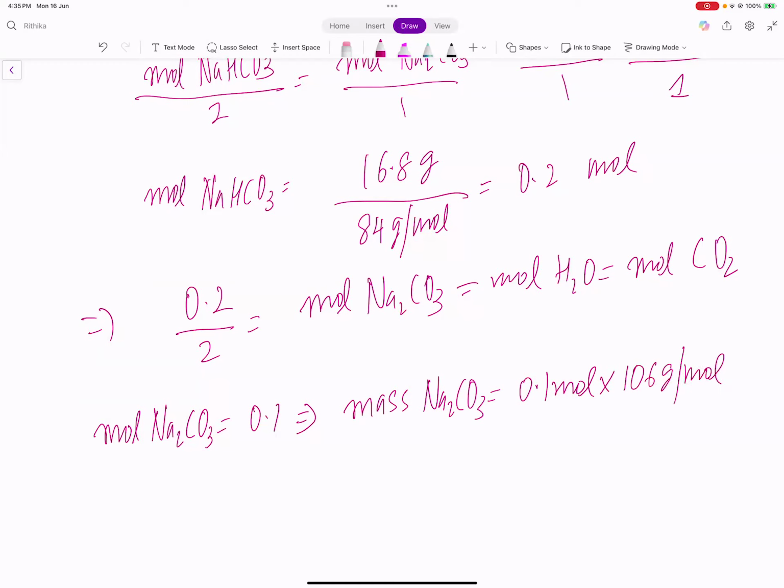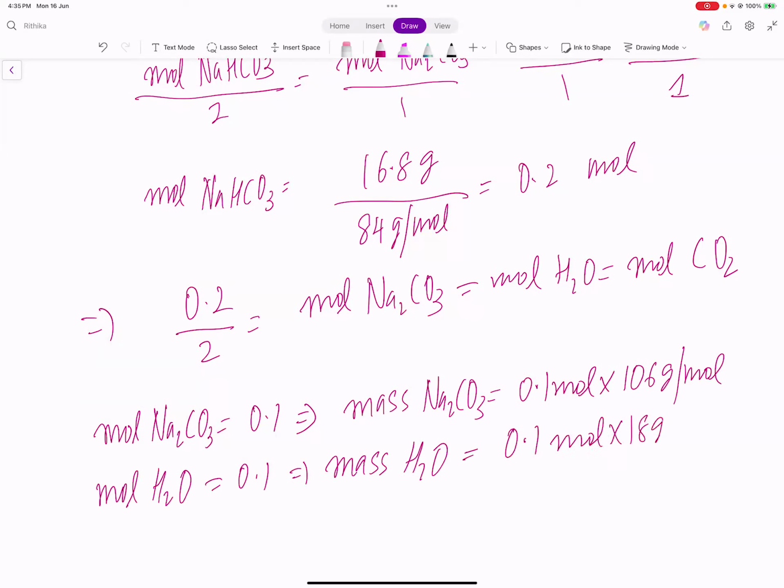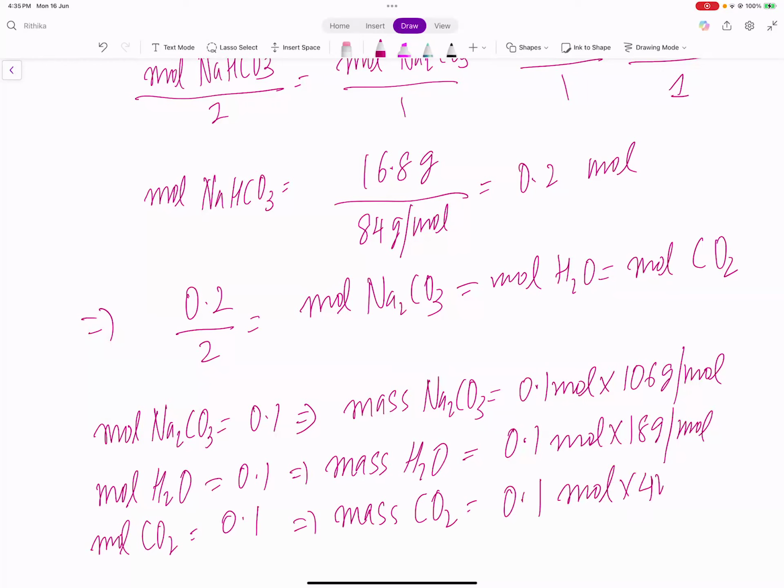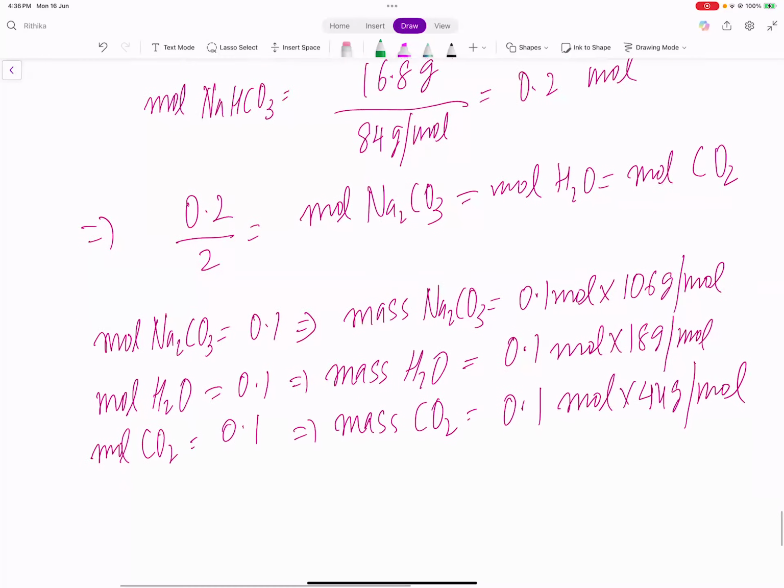Mole H2O is also 0.1 mole. So how do I calculate the mass of H2O? I take its moles and I multiply it by molar mass for this. Mole for CO2 is also 0.1. And how do I calculate mass of CO2? I take its mole and multiply it by 44 gram per mole. So Ritika, whenever we are asked the masses, we will always find their moles first. Got it? Clear, right? So we'll stop here, go through this.